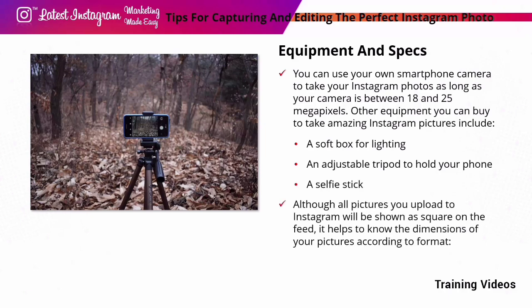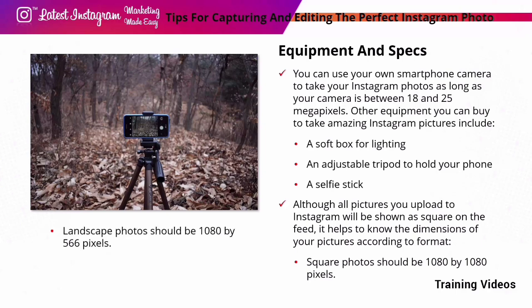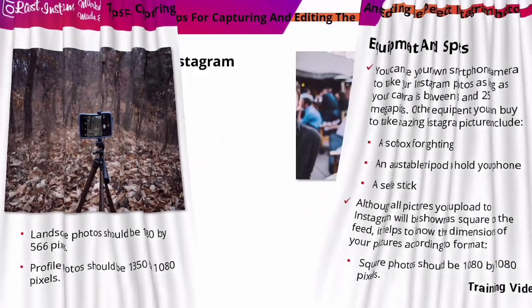Although all pictures you upload to Instagram will be shown as square on the feed, it helps to know the dimensions of your pictures according to format. Square photos should be 1080 by 1080 pixels. Landscape photos should be 1080 by 566 pixels. Profile photos should be 1350 by 1080 pixels.